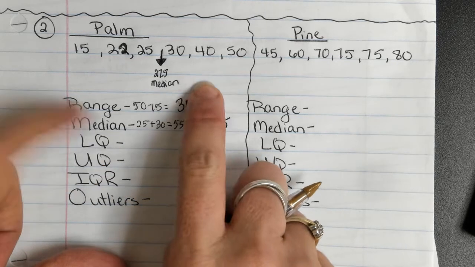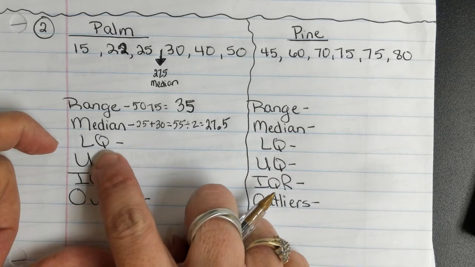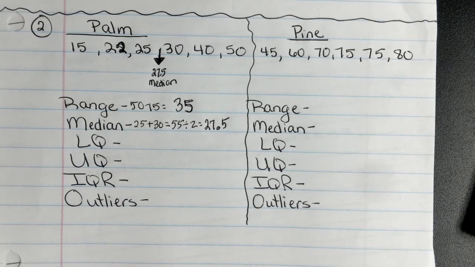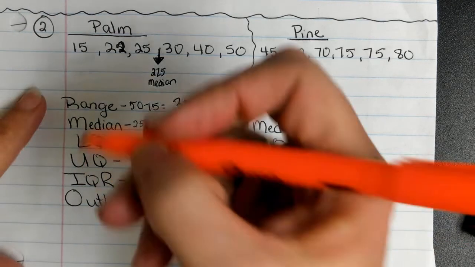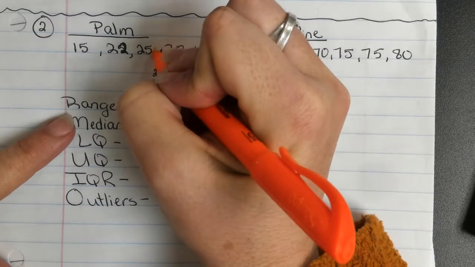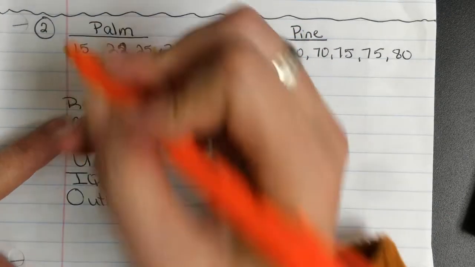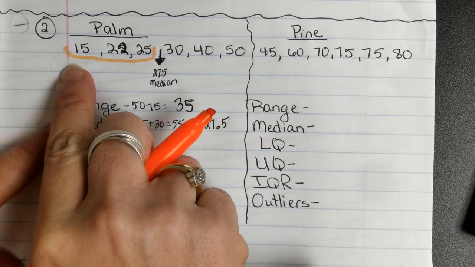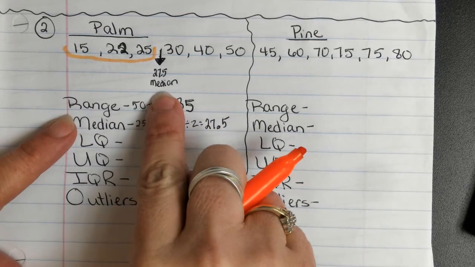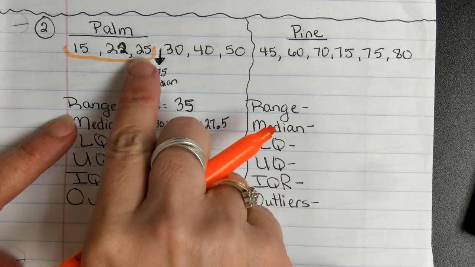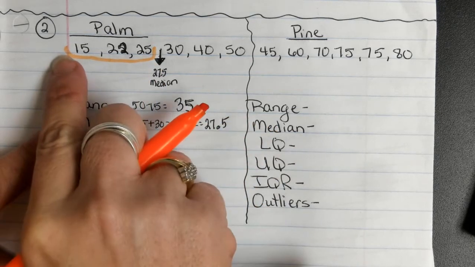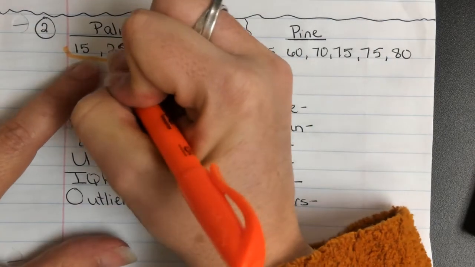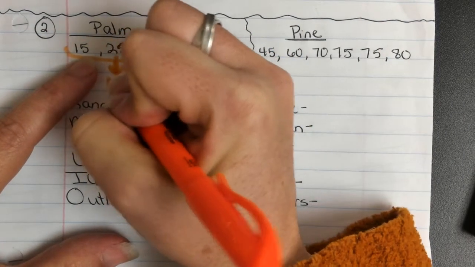Okay. Now, looking for the LQ. The LQ is everything to the left of the median. Now, you've got to look at what I'm doing right here. You include that 25 when going over. It is not the median, so you use that number all the way over. Find the middle of them. Yes, 22 is your LQ.